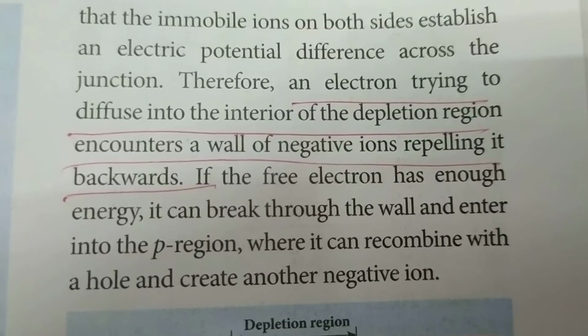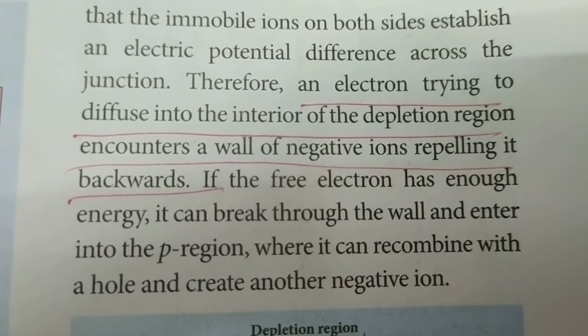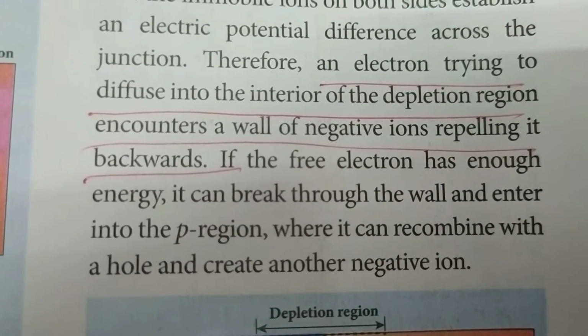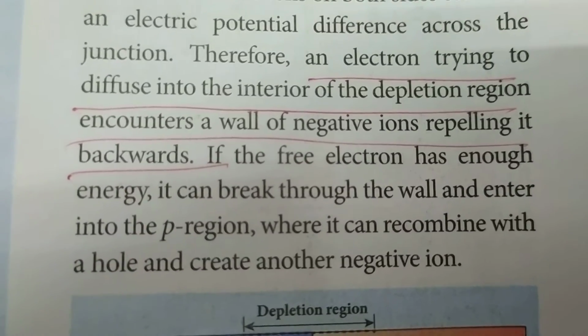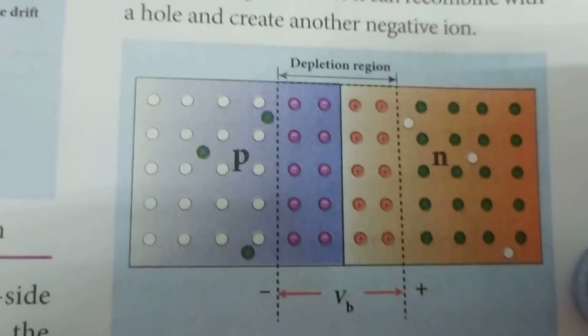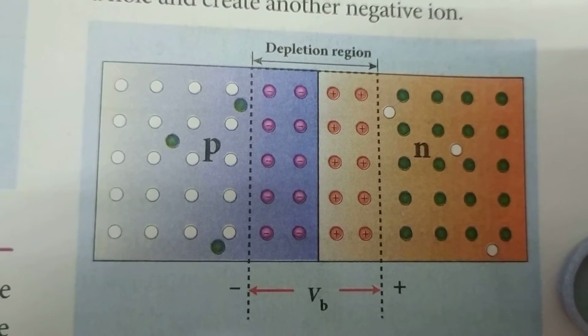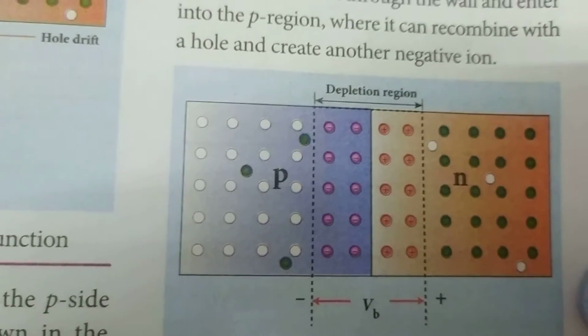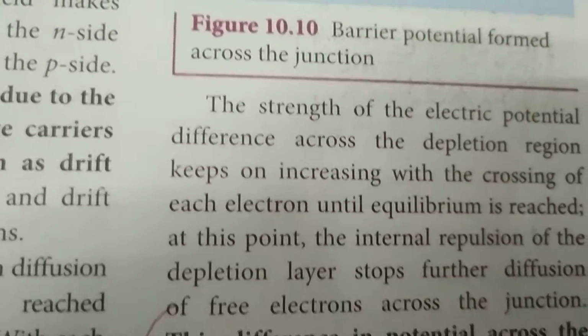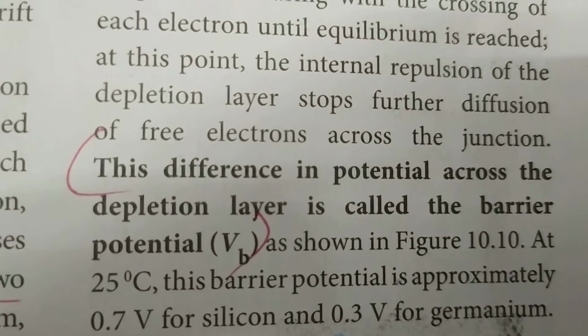Similarly, the further diffusion stops from the p-type also. So here a door-like structure is formed in between the p-type and the n-type. This region is called a depletion region, and we are going to see another important term called barrier potential. What is barrier potential?